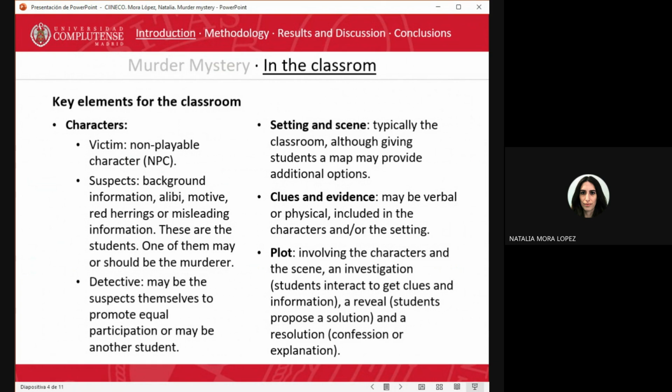We also need setting and scene. So it's going to be the classroom. If you want to use the building, that's okay. In my case, I prefer to have everything inside the classroom so I don't disturb anyone else. You can give students a map so that if you need to refer to any other environments, you can have it in the map. And we need to have clues and evidence, again, inside the classroom, or if you use the building, you can have them outside too. And then we need a plot, involving the characters in the scene, then the investigation, a reveal, and a resolution.